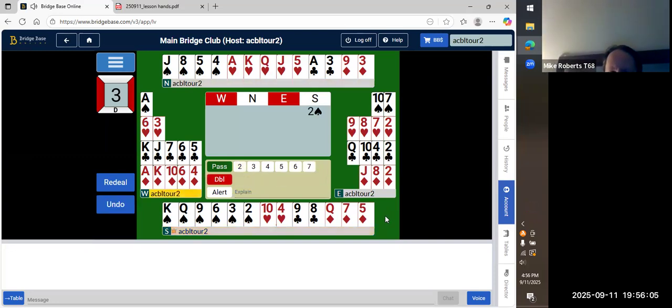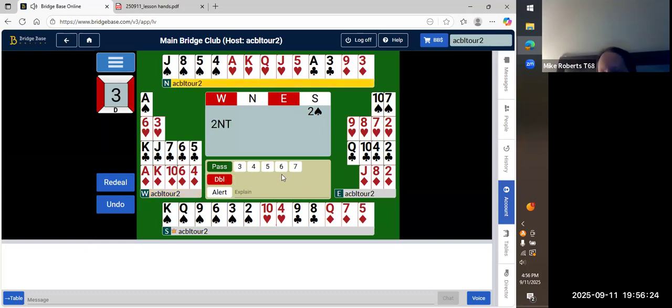South is pretty classic for a weak two in spades. It's not a great suit, it's not a great hand, but you're vulnerable versus not in first seat. You've got a decent six card suit. Two spades is fine. You would like to be able to bid two no trump to show both minors here.